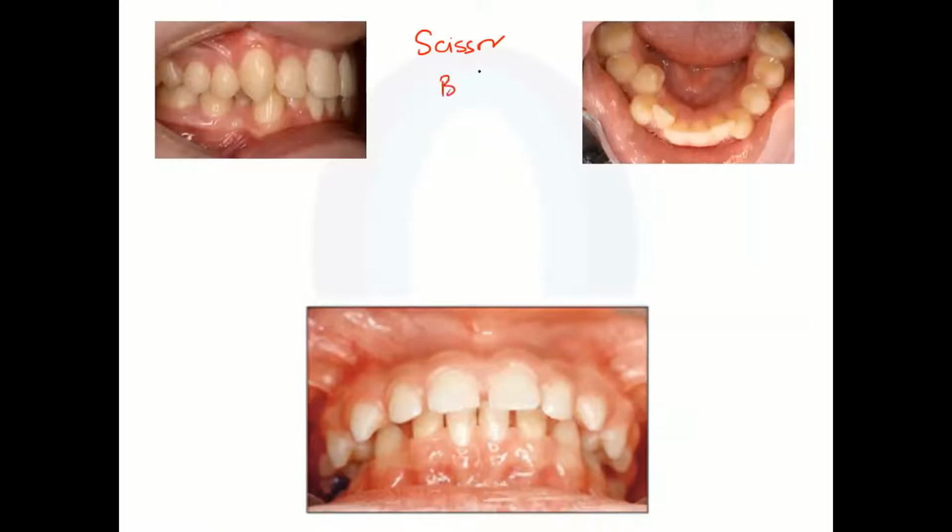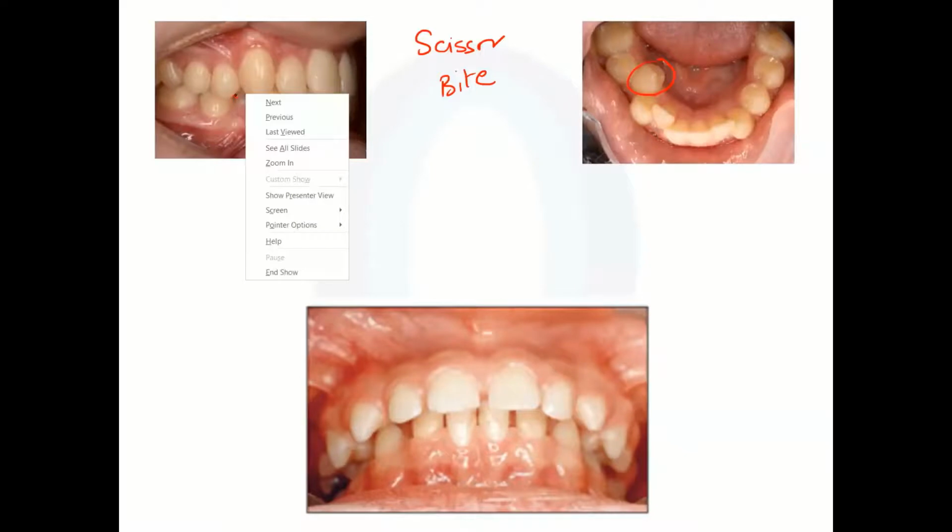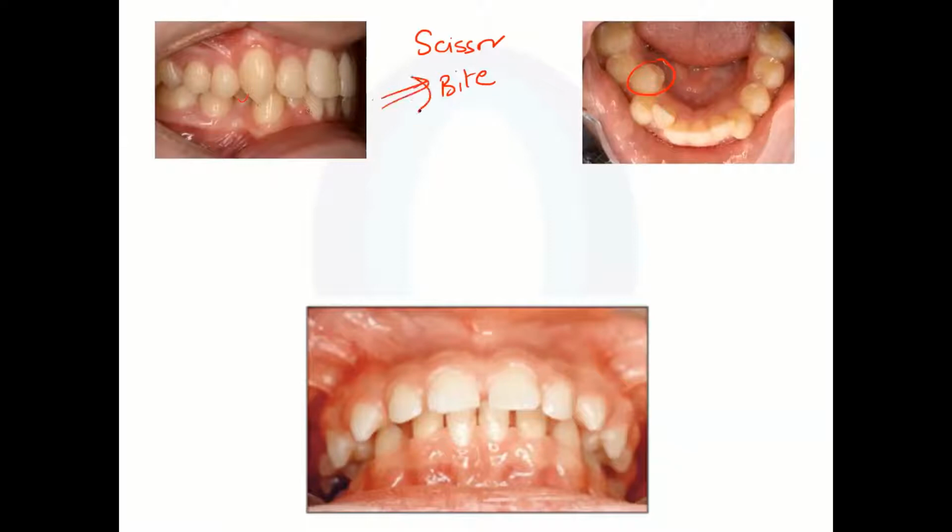What is scissor bite? Scissor bite is called complete mandibular disocclusion, when the whole tooth is palatally placed. Can you see this tooth? In occlusion, this tooth is going behind the cusp of the maxillary premolar. This is called actual scissor bite.